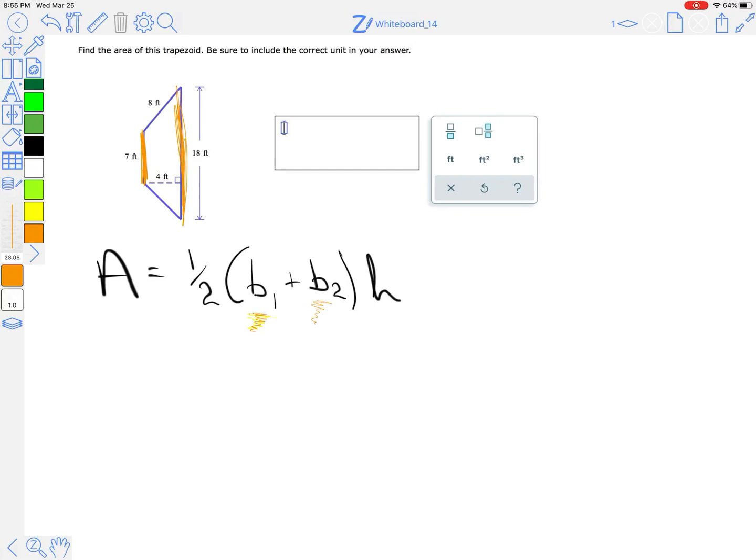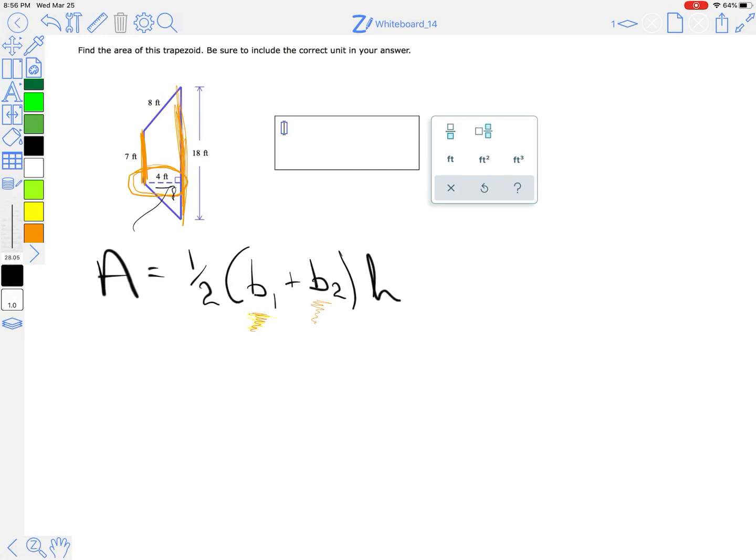Instead of saying the sides that are parallel, we can also say that the 2 bases are the sides that are connected by the height. So again, if you can find that height, which you find by looking for that 90-degree angle again, the bases are the 2 sides that the height is connecting.